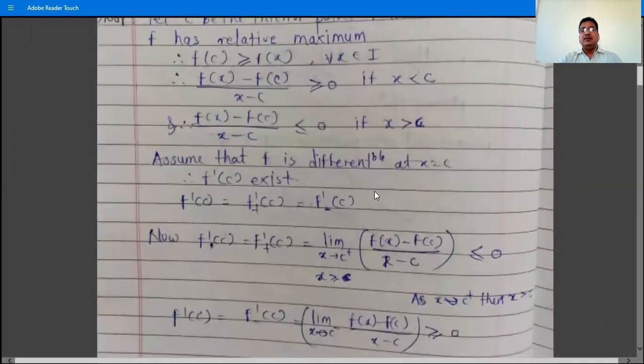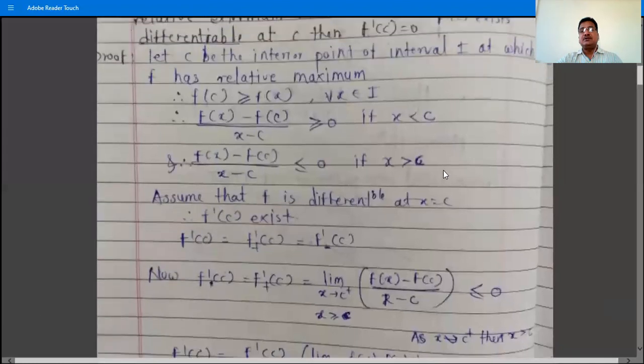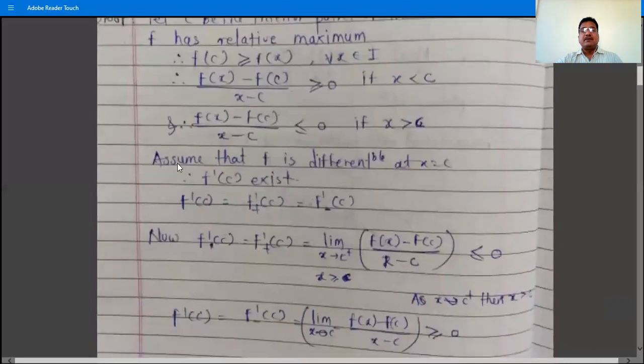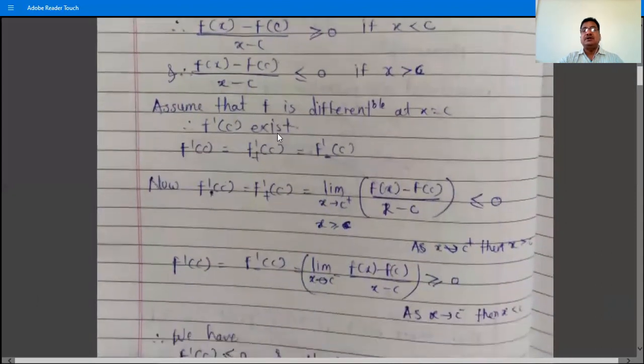So assume that f is differentiable at x equal to C. This is the statement. Also we are given that the function f is differentiable at x equal to C. Therefore f dash C exists. And as f dash C exists, f dash C is equal to f dash C plus is equal to f dash C minus. That is, the right hand derivative, the left hand derivative, and the derivative, all these three are the same because the function is differentiable at x equal to C.